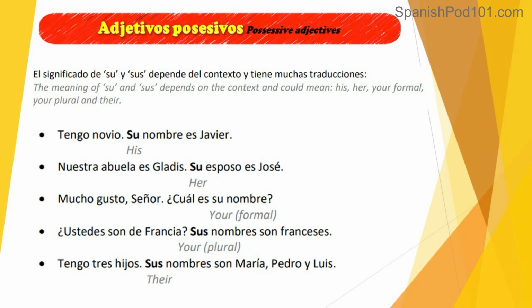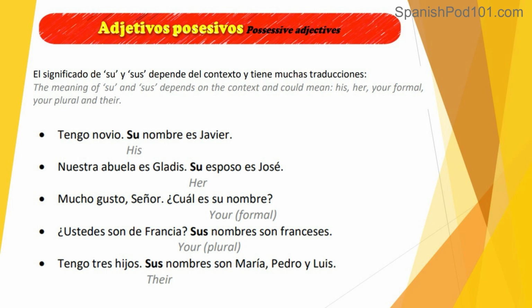Ustedes son de Francia. Sus nombres son franceses. As you can see here, context, we have ustedes. So we know that sus nombres son franceses, so your names are French. Are you from France? Yes. We know that your names would be sus in this case. And the last one, tengo tres hijos. Sus nombres son María, Pedro y Luis.